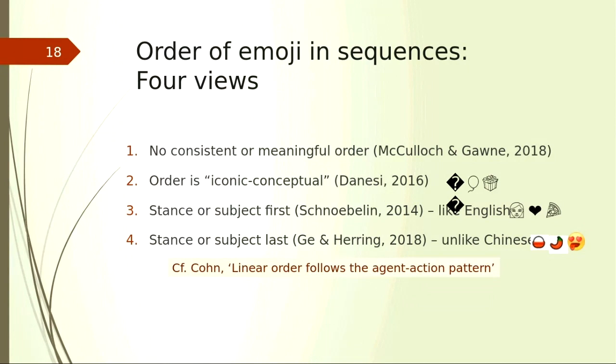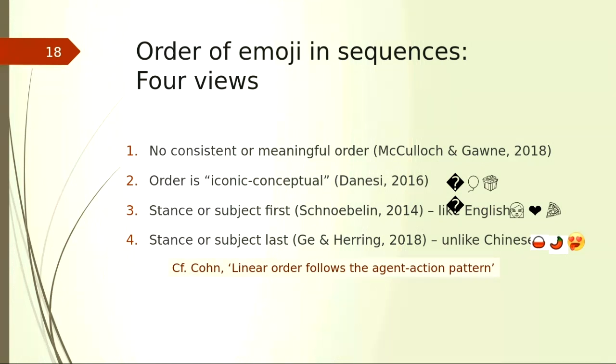And it's really unfortunate that the visuals aren't rendering properly, but I'll just explain to you what they are. The first view is that there is no consistent or meaningful order in emoji sequences. And this view was put forward by McCulloch and Gawne, who studied a very large corpus of emoji and found that the most common sequences were the same emoji repeated or similar emoji repeated multiple times for emphasis.